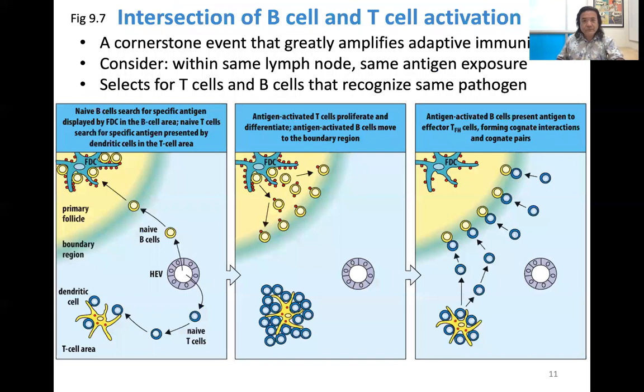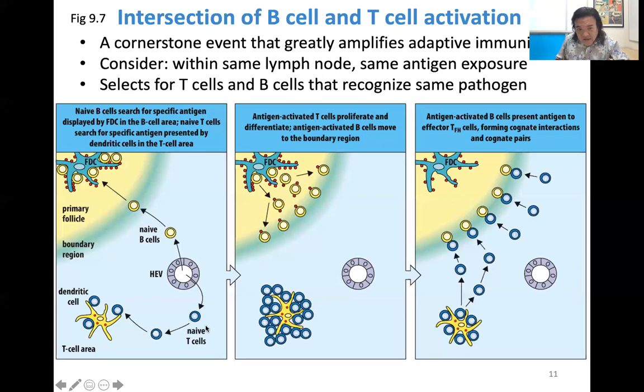So the intersection of B cell and T cell activation is really a super important cornerstone event that is essential for you to have a robust, strong adaptive immune response against something like bad clown. So let's look at this here.